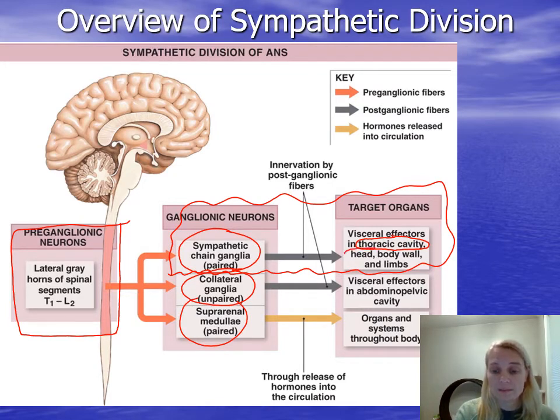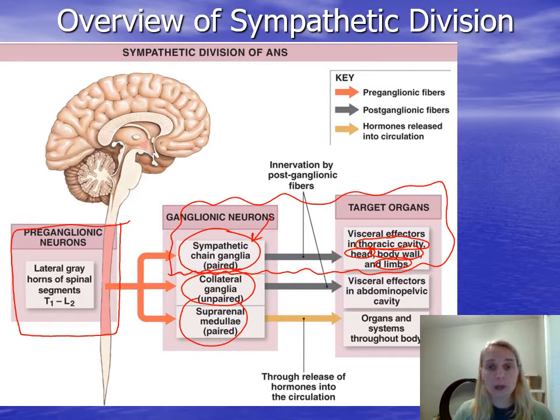Your head, right? Smooth muscle and glands in your head. Body wall, so that's like your trunk, front and back. And your limbs, arms and legs. Okay, so if you have a smooth muscle, a cardiac muscle, or a gland in any of those places, that postganglionic fiber was communicated to by its preganglionic fiber in the sympathetic chain ganglia. That's where they had their synapse.